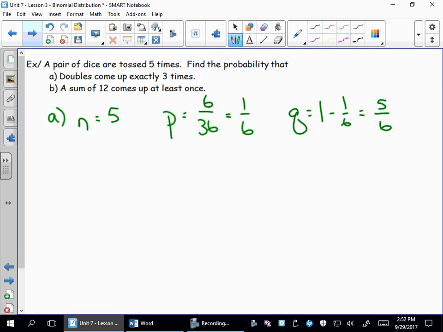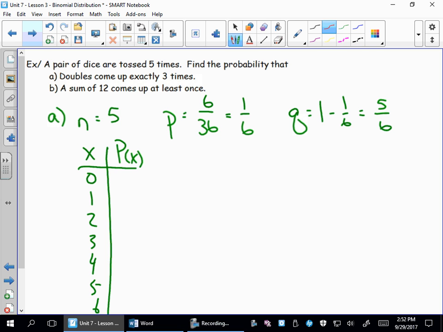Now, I could make the entire distribution. There's nothing wrong with this. How many times do I get doubles? None, or 1, or 2, or 3, or 4, or 5, or 6. But the question this time doesn't want all of them. It wants to know exactly 3 times. It wants to know just this one specific case. So the idea of the binomial distribution is, yes, I can make the table, but I don't want to have to make the table. I want to look at just that one case.